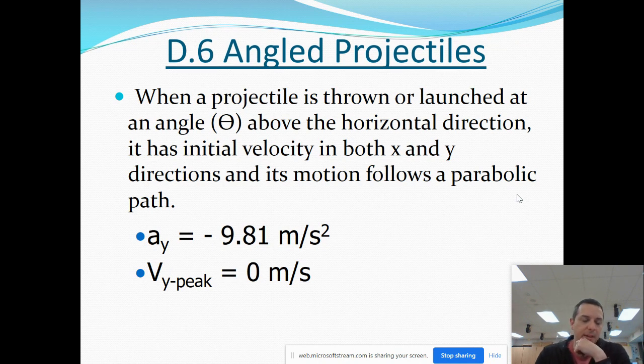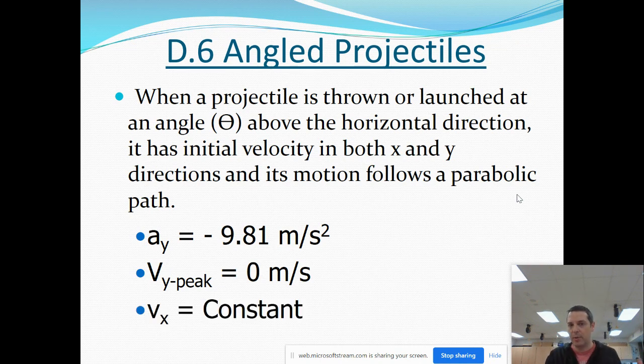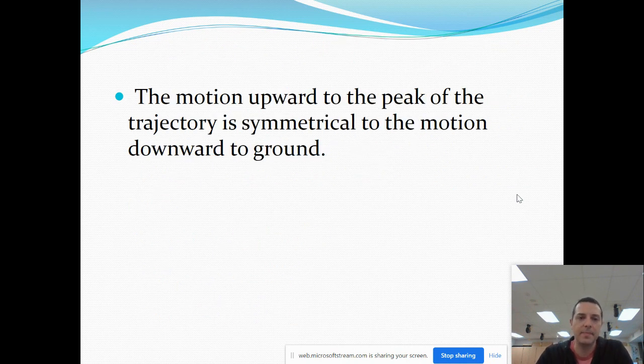Vertically, however, the velocity at the peak is going to be 0 meters per second. So even as it's arcing through the air, when it hits that very top point, the vertical velocity will be 0. And the horizontal velocity will be constant. So whatever horizontal velocity or component of velocity that's horizontal when you launch it, that will stay constant throughout its whole flight.